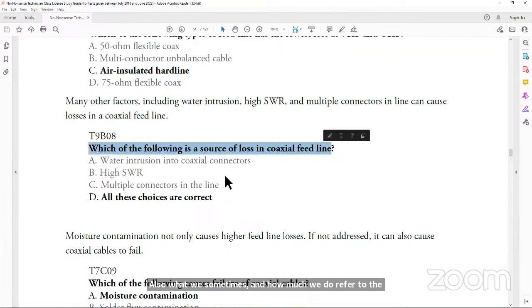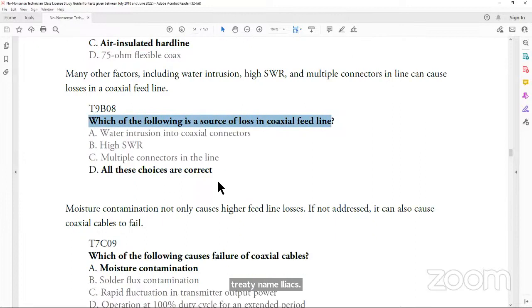Next question in the question pool. Which of the following is a source of loss in coaxial feed line? So we just did a slide with 3 bullet points. So all of them were correct. Water intrusion into coaxial connectors. If water got into those, it will increase the loss, which is not good.